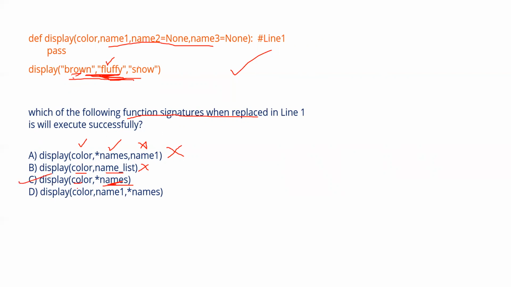And see, brown will be stored here. Fluffy will be stored here. Snow will be stored here. So this is also a right option. These two are the right options. So you can replace here and your code will execute fine.